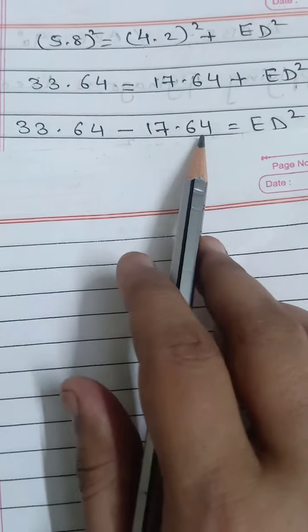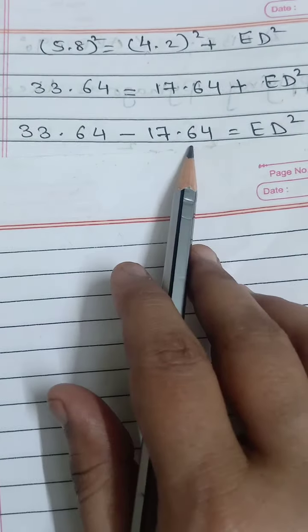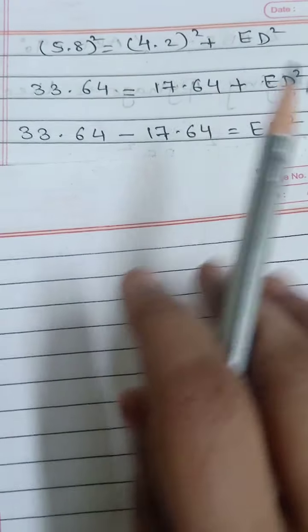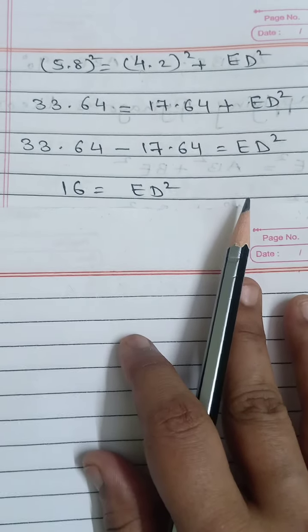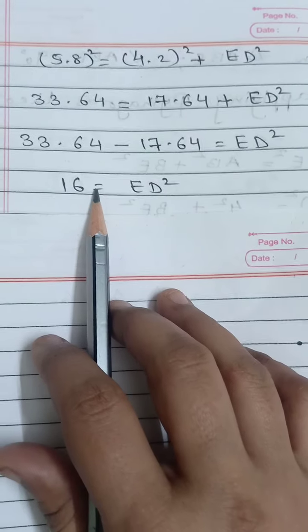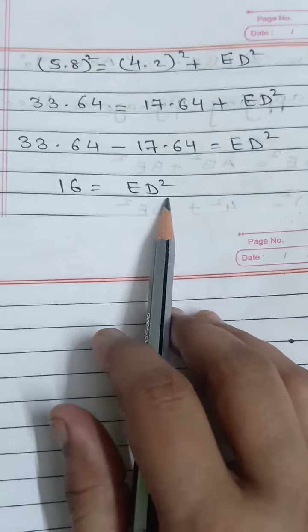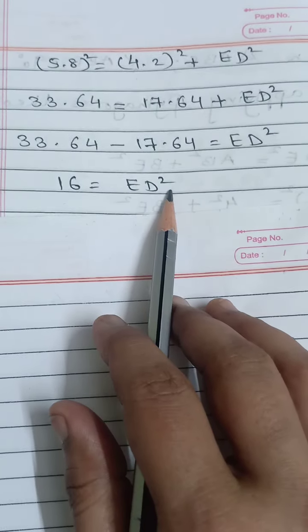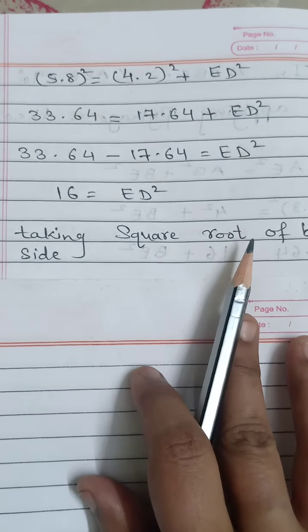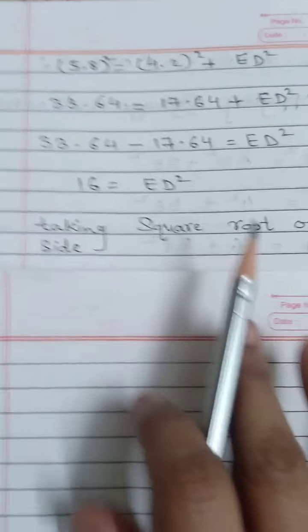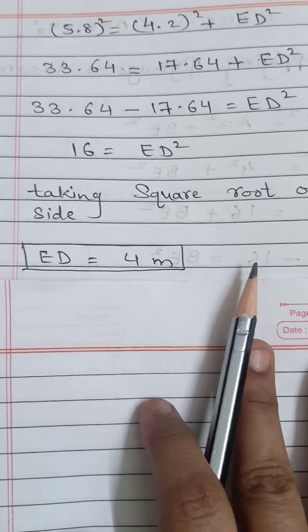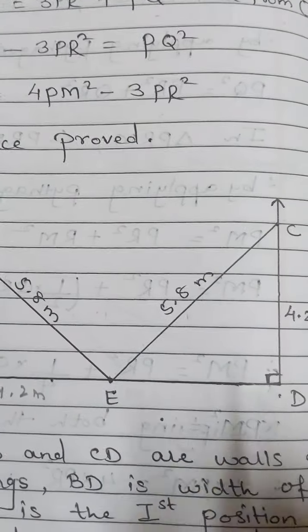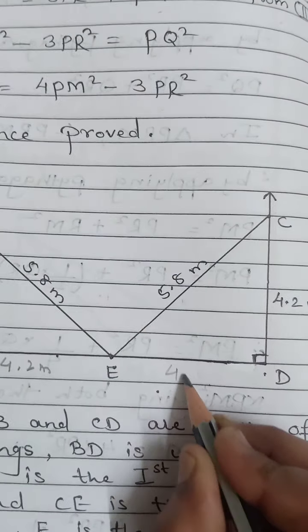So 4 minus 4 will be 0. 6 minus 6 will be 0. Then 33 minus 17 will be 16. So we will get 16 here. So 16.00 means 16. So ED square is 16. We have to remove the square. So taking square root of both sides, we will get ED as 4 meter. So we have got the value of ED. ED is 4 meter.